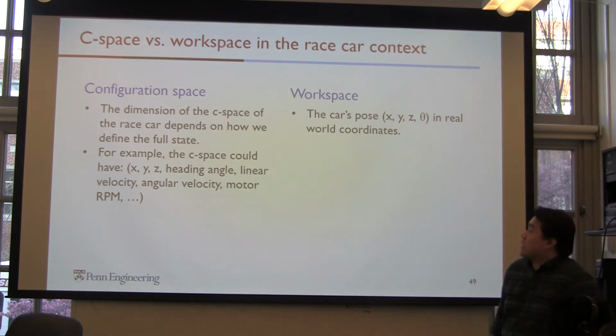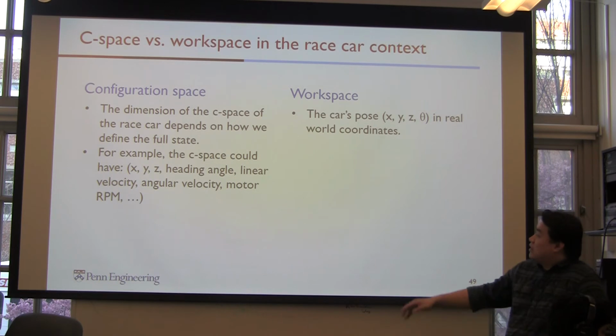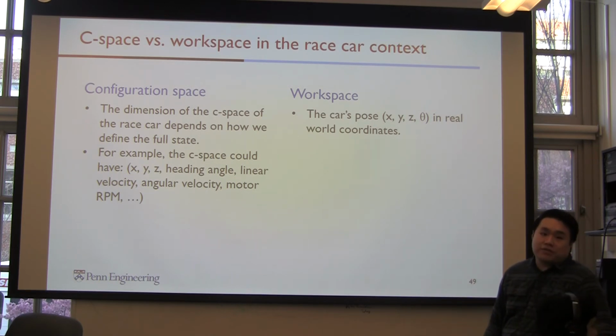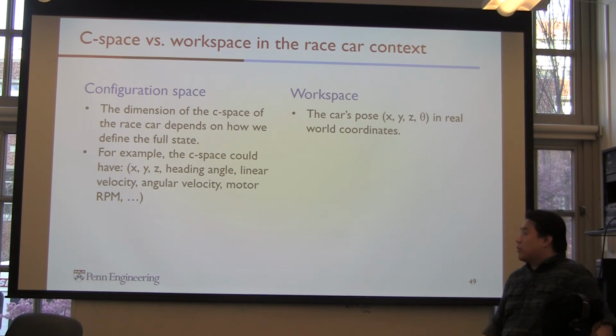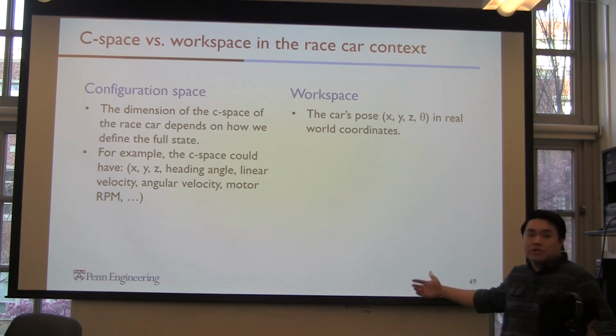So in our race car context, you can set up these two spaces to your liking. For configuration space, you can set a lot of different things that define your car's current configuration. You can set the 3D pose, you can even put in linear velocity, angular velocity, and if you want to go even lower, you can put in the motor RPM or the torque on the servo motor. And the workspace is pretty simple. It's just going to be the 3D pose of the car.